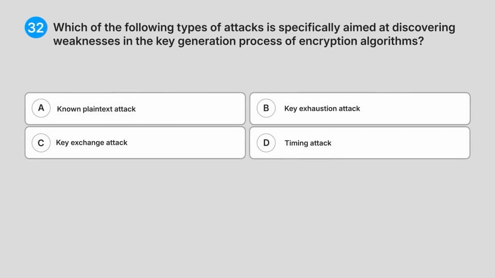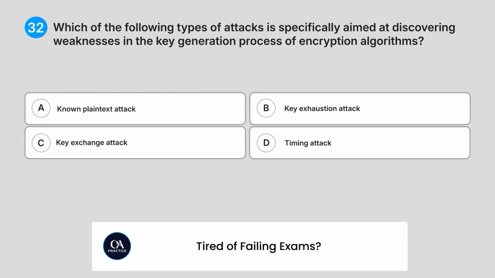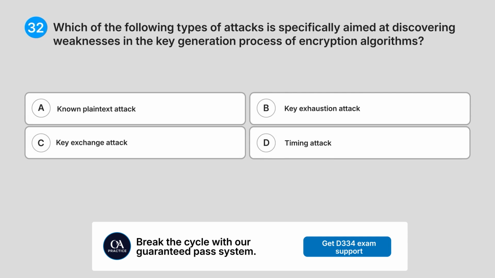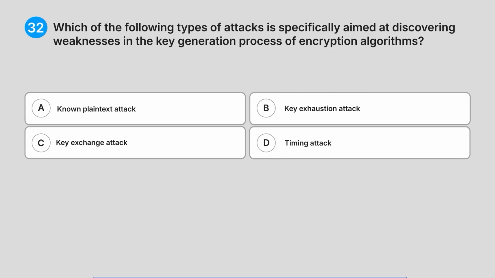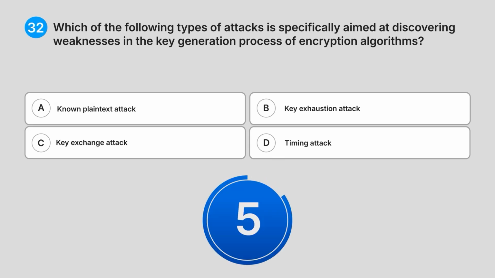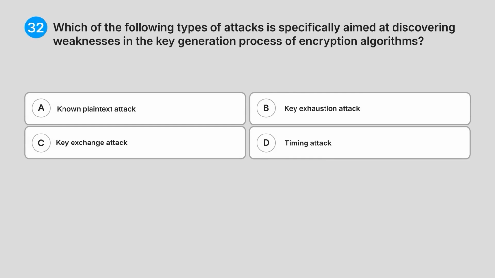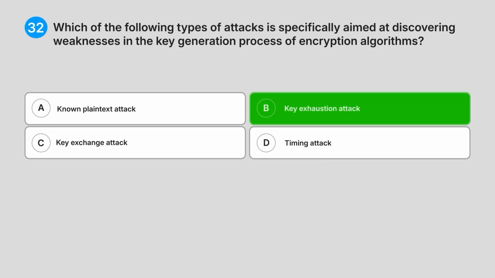32. Which of the following types of attacks is specifically aimed at discovering weaknesses in the key generation process of encryption algorithms? A. Known plaintext attack. B. Key exhaustion attack. C. Key exchange attack. D. Timing attack. What do you think is the answer? Correct answer, B. Key exhaustion attack.